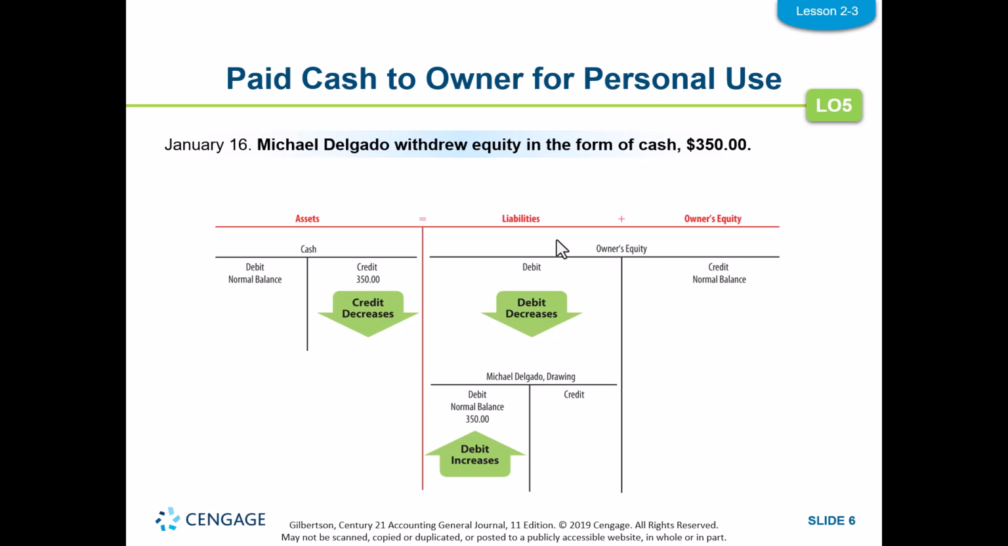So yes, we're lowering our owner's equity, so that's why we're debiting it. But just like with our expense, we're increasing the amount that he's taken out during that period for cash. He's taken out of the company. All right. And so we're going to credit our cash account.